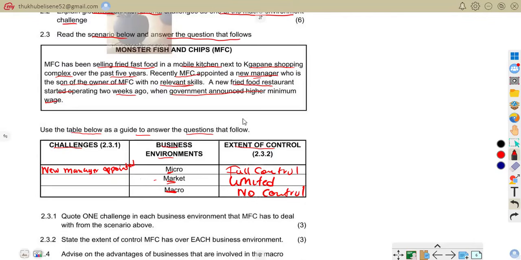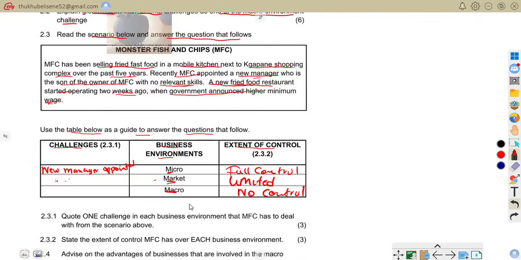With these challenges, you can see that under the market environment, a new fried food restaurant started operating 2 weeks ago, which is a competitor. That is a challenge under the market environment. And the challenge under the macro environment is when government announced the higher minimum wage. That is when we are talking about government laws, over which the business has no control. Hope we are together on that.